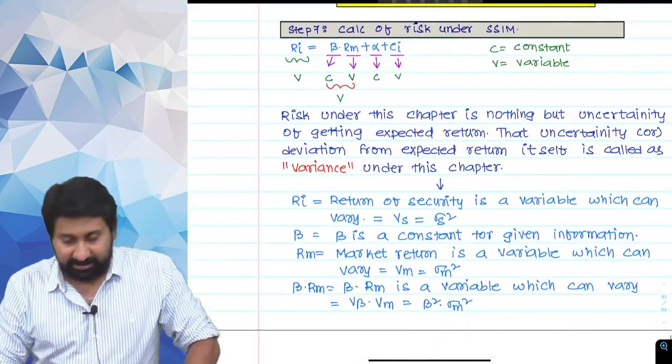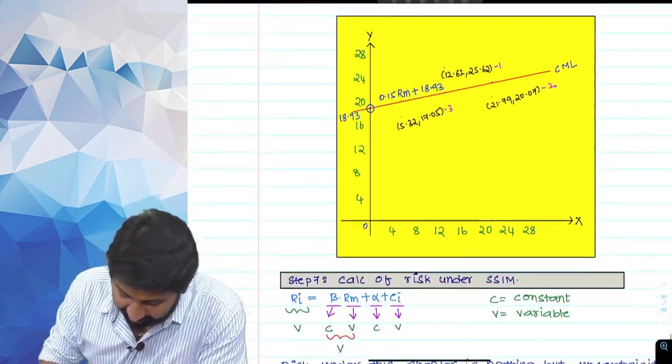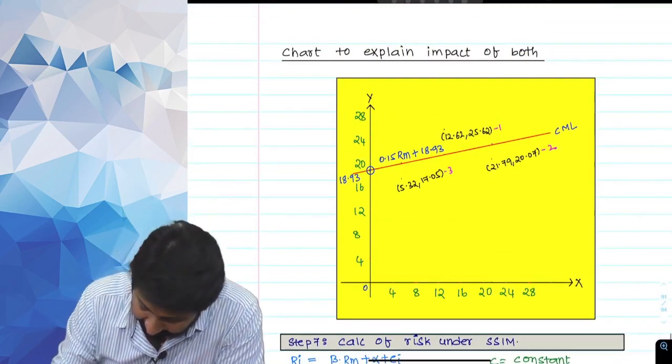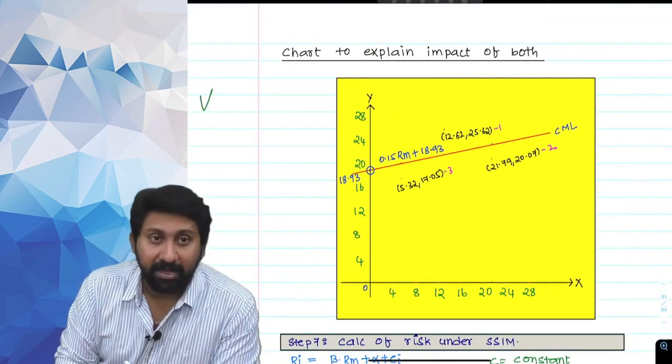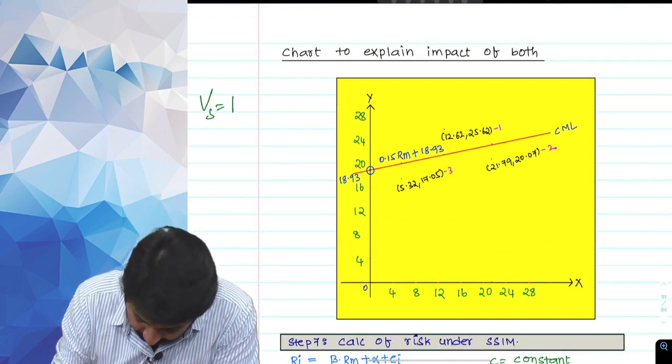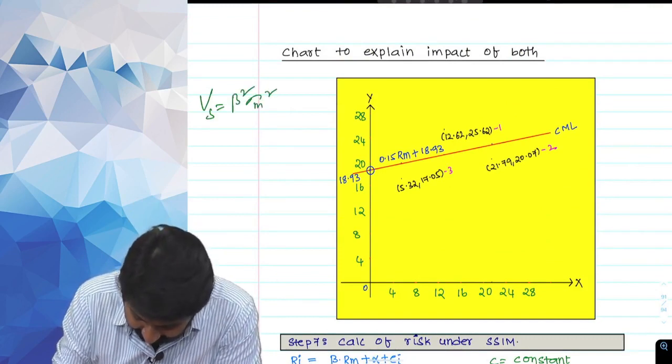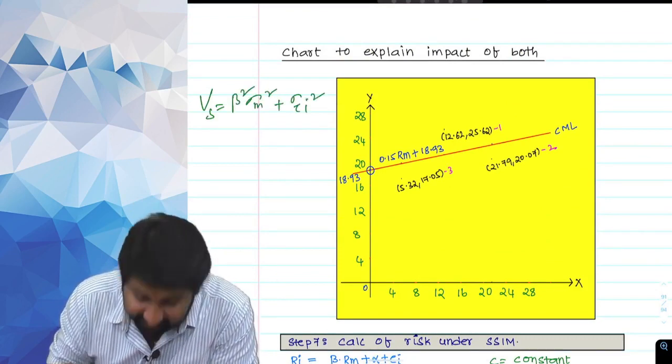Calculation of risk. First, I will explain how the formula has been derived. Formula: variance of a security equals beta square sigma m square plus sigma ei square.